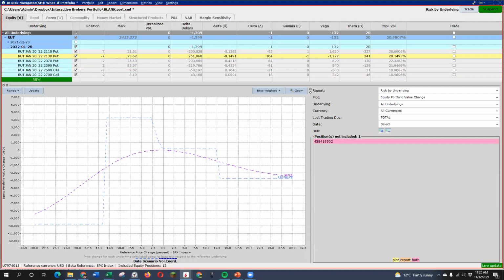Mahesh says, what market conditions work better? So again, it's a negative Vega trade. So you typically want to enter when volatility is a little bit higher, usually when the Russell's had a little bit of a sell-off. That's a good time to enter.